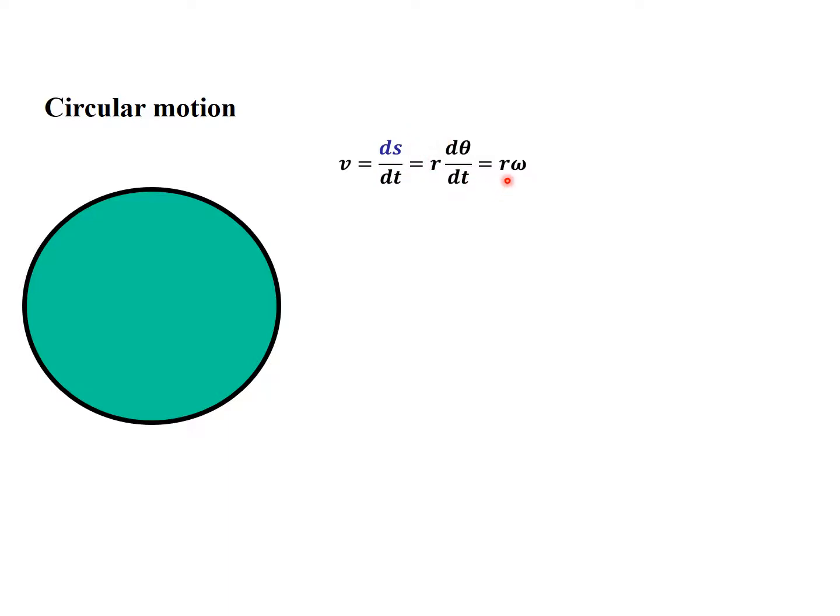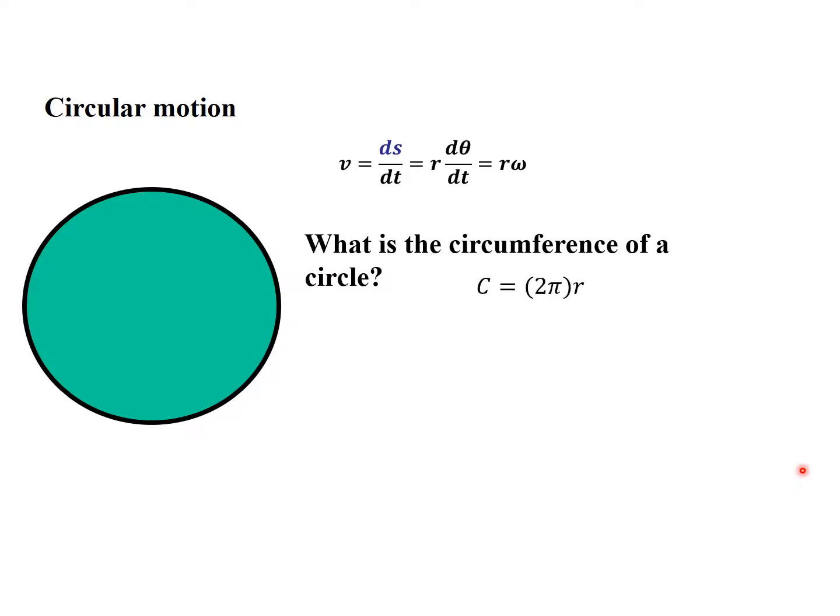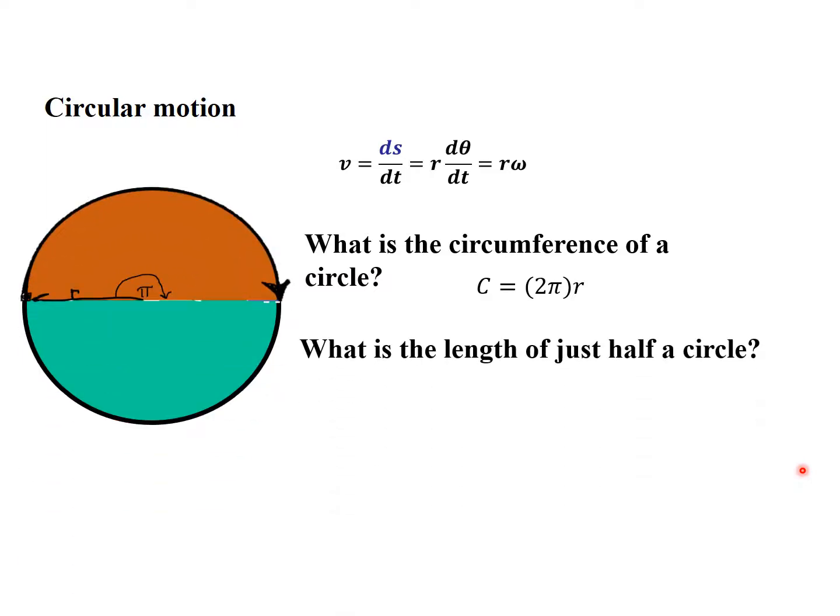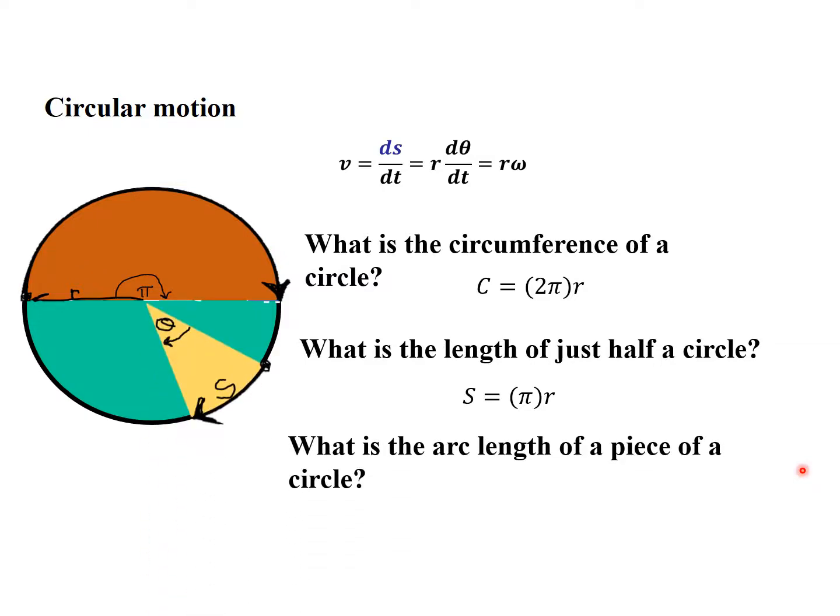If you have a constant radius, then your velocity is r times omega, where omega is your change in angle with change in time. And you can remember this by just remembering what the circumference of a circle is, right? So circumference equals 2π times r, right? Or if you want just half a circle, it is π times r. Or some little sliver, any kind of arc length is going to be the angle in radians times r.